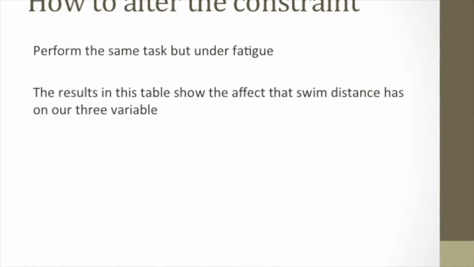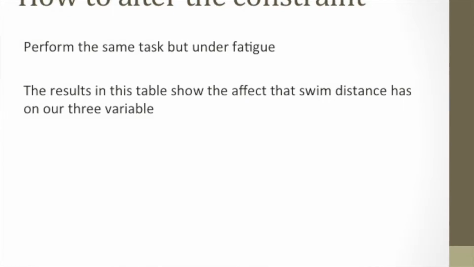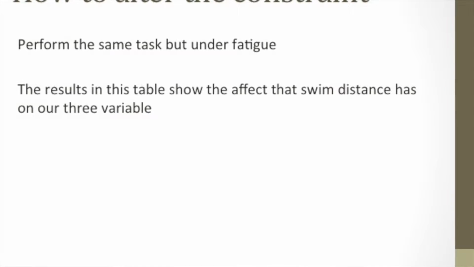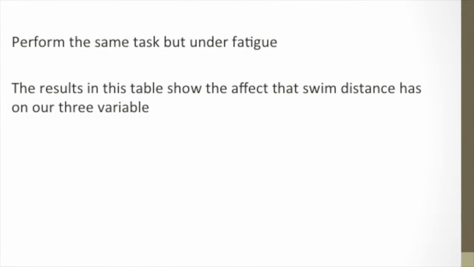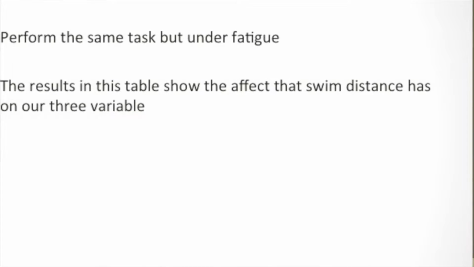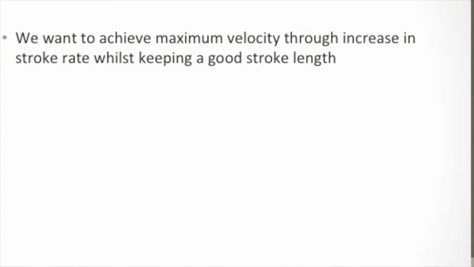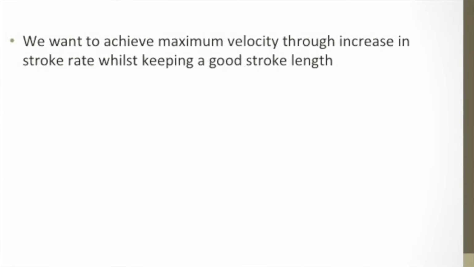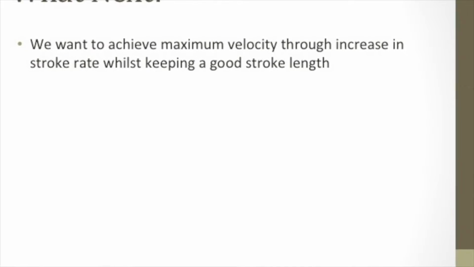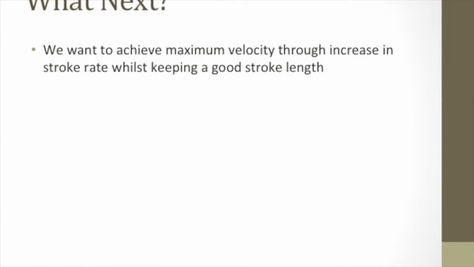The next step is to perform this under fatigue. Once we see this constraint decaying, there needs to be a change. We go back to the table that shows how stroke length and velocity are affected under fatigue. We ask the swimmer to perform the exercise under a fatigue condition, as this becomes very important later in a race. Once this has been completed, the swimmer will be able to increase stroke rate whilst keeping a good stroke length. Ultimately, this will lead to increased velocity through the water.